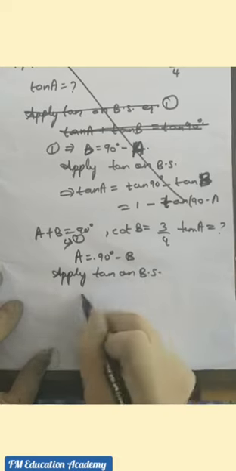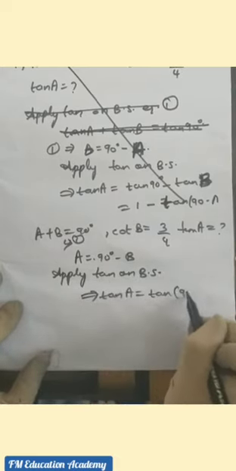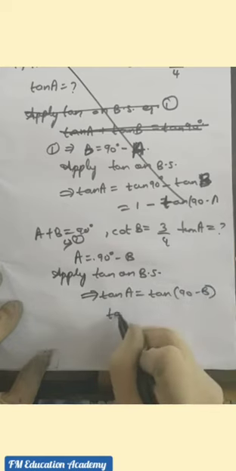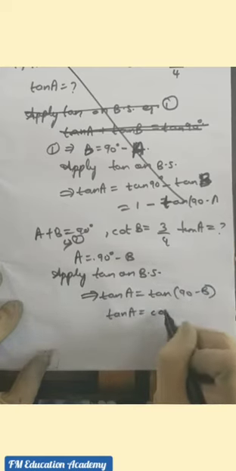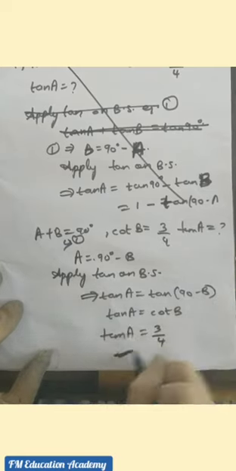So tan A is equal to tan(90 minus B). I can write tan A is equal to, what is tan(90 minus theta)? Cot theta. So here theta is B. Cot B value, we know it is 3 by 4, given in the question. So the value of tan A is also 3 by 4, which is option 1.